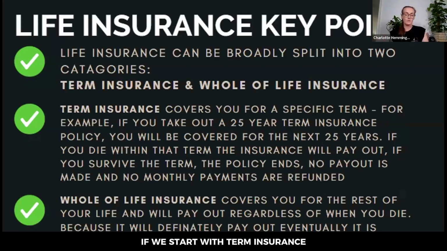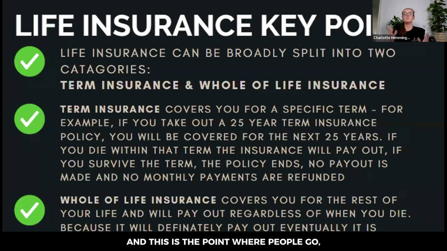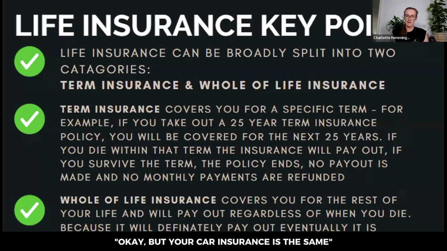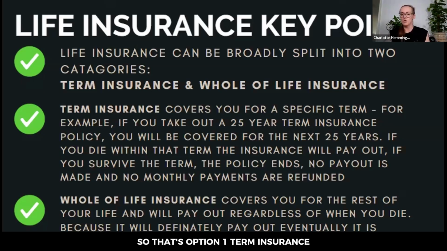If we start with term insurance, the clue is in the name. It covers you for a specific term. For example, if you take out a 25-year term insurance policy, you will be covered for the next 25 years. If you die within that term, it will pay out to your beneficiaries. If you survive that term, though, the policy ends, no payout is made, and no monthly payments are refunded. And this is the point where people go, well, Charlotte, that's not fair. And what I say to those people is, okay, but your car insurance is the same. If you don't have an accident in the 12 months that your car insurance runs, you won't get a refund of your premiums, unfortunately.